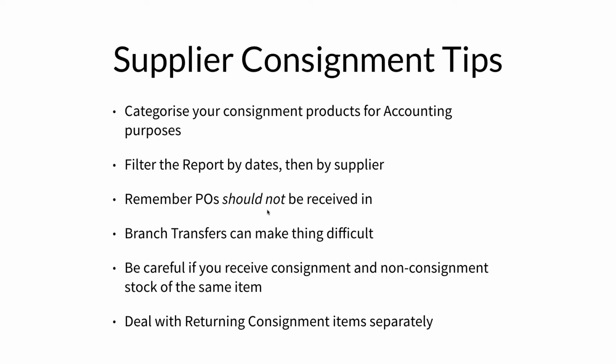So the next point, and this is quite an important point, is that branch transfers can make things difficult. So what we need to remember then is that if we're getting consignment stock into our warehouse and then we're moving that stock from the warehouse to another store, we're not going to be able to tell where that stock came from. So this is fine if you only ever purchase that stock, for instance, that consignment stock product on consignment, because we know when you're selling it, you're selling the consignment stock only.